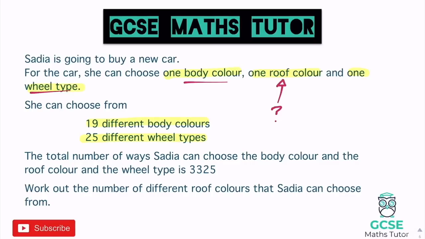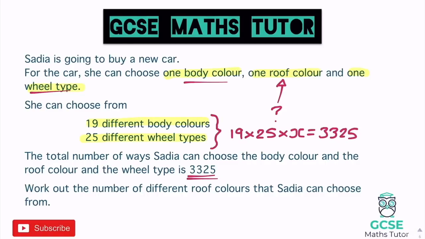Work out the number of different roof colours that Sadia can choose from. So it doesn't say is it right or wrong. There's definitely going to be 3,325. We just need to figure out then what that number is going to be to actually get there. So at the moment with these two, we've got 19 and 25. So we know that just those we can do 19 times 25. And then we're going to times it by something else. Let's call it x again. And that is going to equal 3,325.